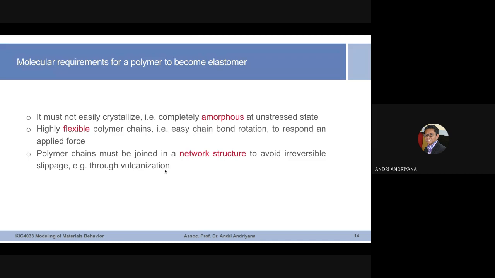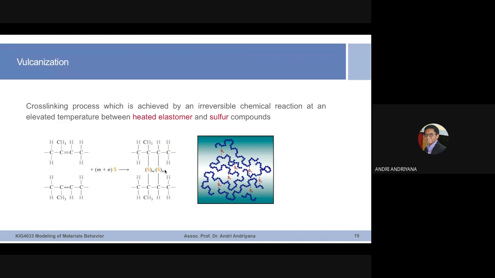Technically, there are a number of ways, and one example of how we create a network structure is through the vulcanization process. So what is the vulcanization process? You have learned it also here in material science. Okay, so it is a process of cross-linking, which means that you join 2 polymeric chains through chemical reactions. So you create a crosslink. A crosslink basically is a chemical bond, an atomic bond, made by heating the elastomer with sulfur compounds.